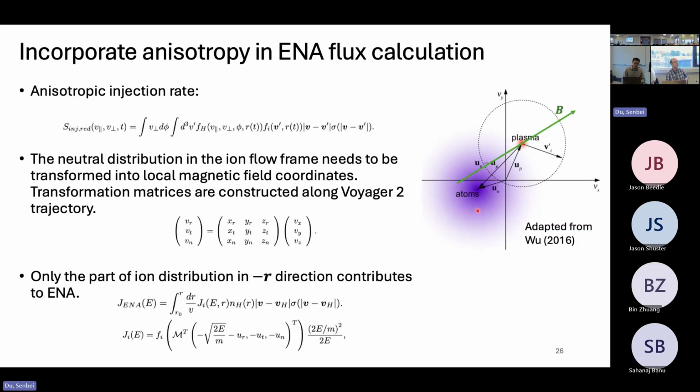And so now we try to incorporate this in the ENA flux calculation. And so by that, we can extend our injection rate calculation in V parallel and V perp according to the local magnetic field coordinates that's constructed from the Voyager data. And then we transform the neutral to that magnetic field coordinates, and then get the ion distribution, and then convert it back to the inertial frame to get the ENA flux.